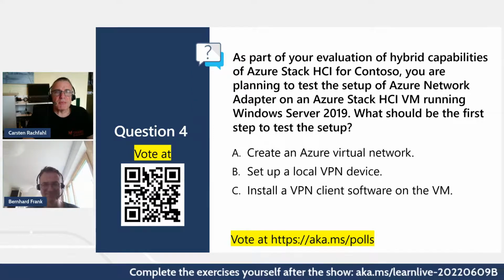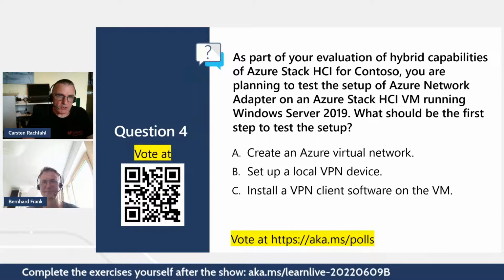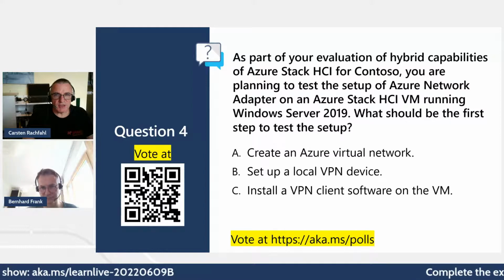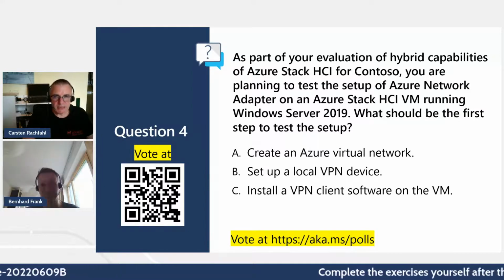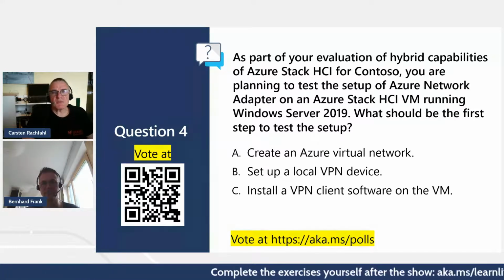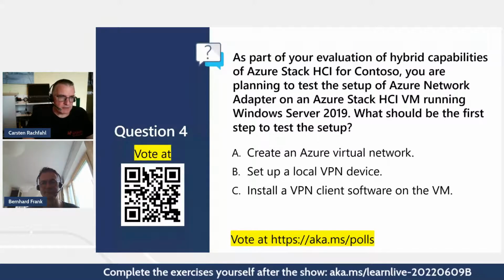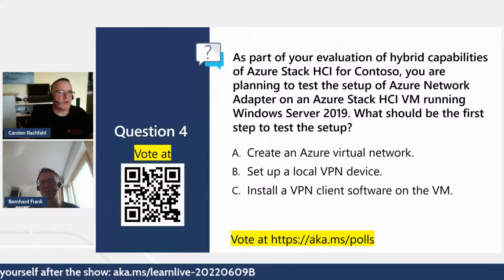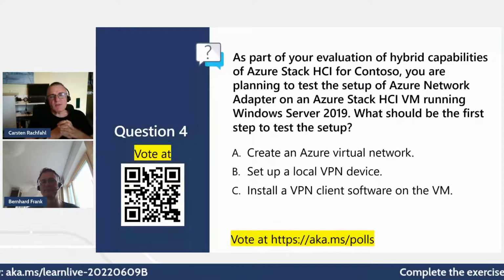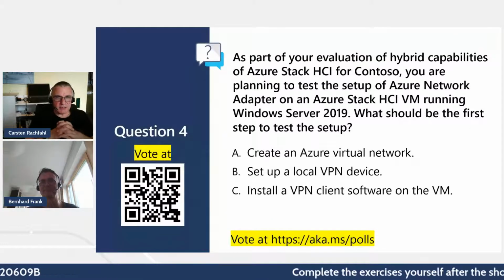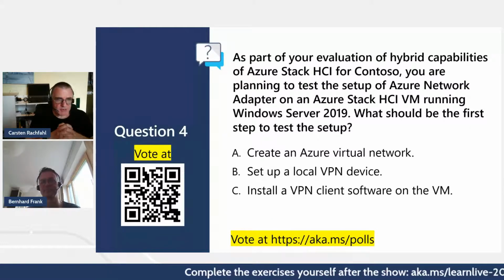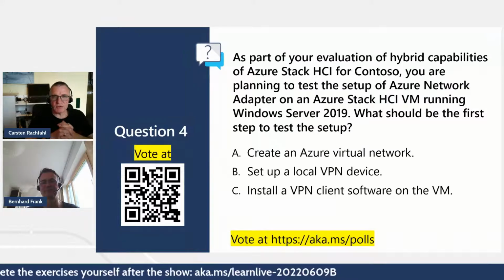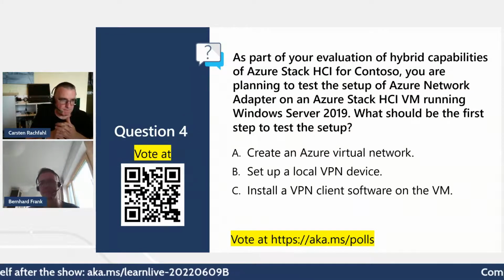So as part of your evaluation of hybrid capabilities of Azure Stack HCI for Contoso, you are planning to test the setup of Azure Network Adapter on an Azure Stack HCI VM running Windows Server 2019. What should be the first step to test the setup? So we haven't tested the Azure Network Adapter. It's our first thing we do. So should we A, create an Azure virtual network as a first step? Should we B, set up a local VPN device? Or C, install a VPN client software on the VM?